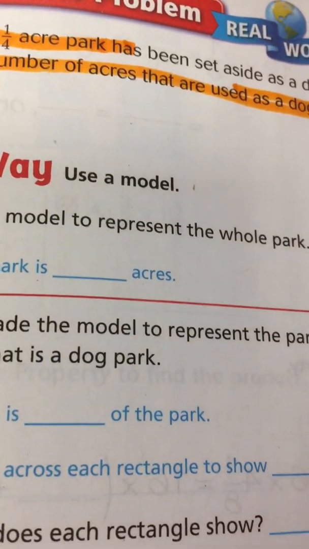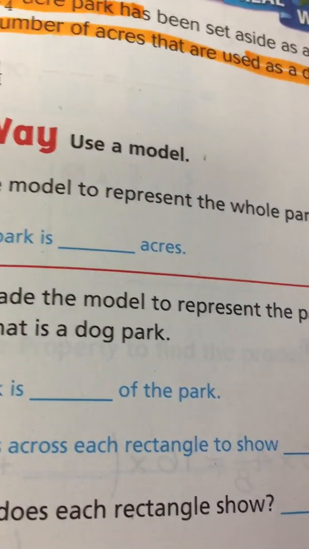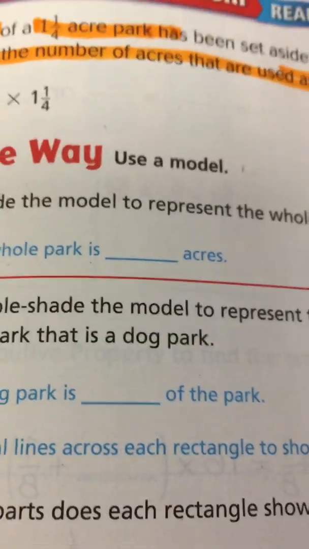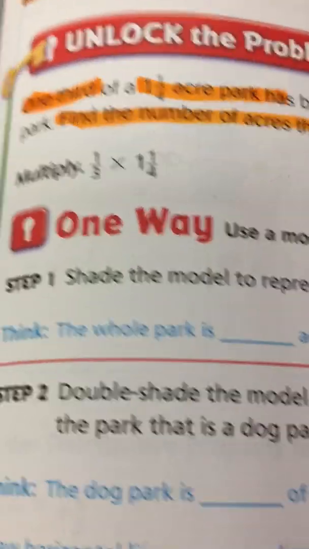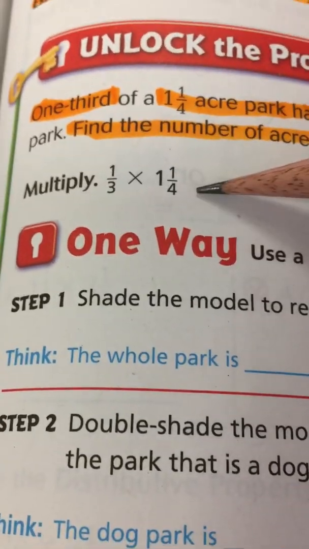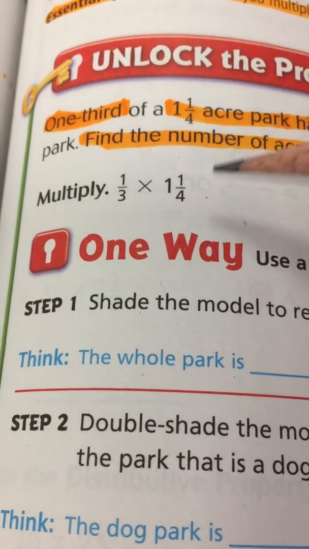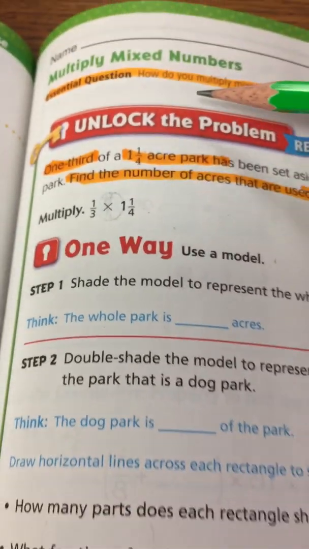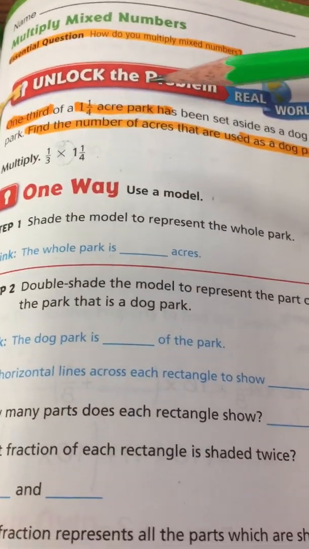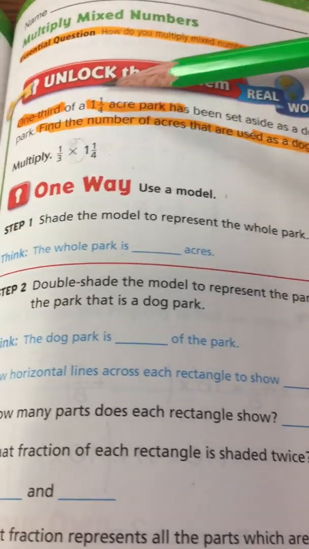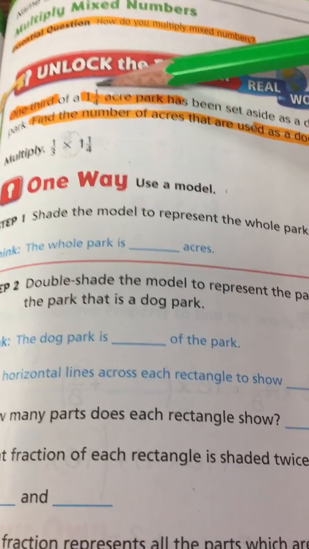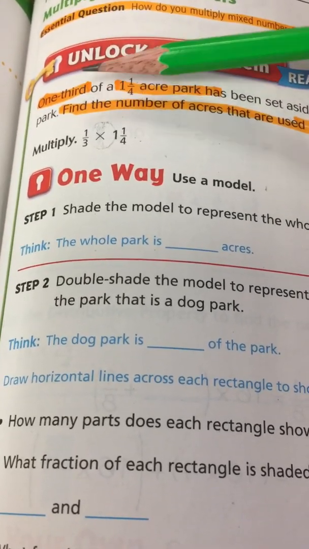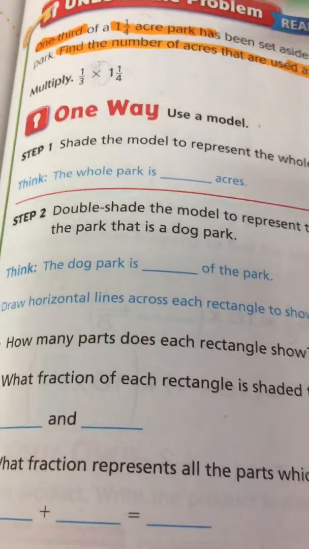Right now, pause your video and go get some colored pencils or crayons, either from me or from your organizer bin, because you will need it. If you got your stuff, our equation is 1/3 times 1 1/4, and our operation sign is multiplication. Now, what are we trying to figure out? We're trying to find the number of acres that are used as a dog park. Now, the park is 1 1/4 acres. That's how big it is. But only 1/3 is a dog park. So that's what we're trying to figure out.